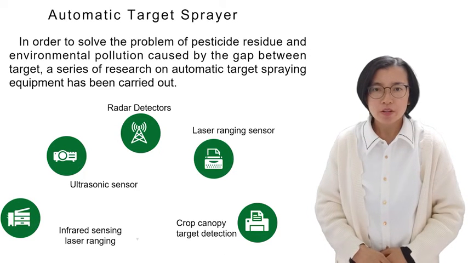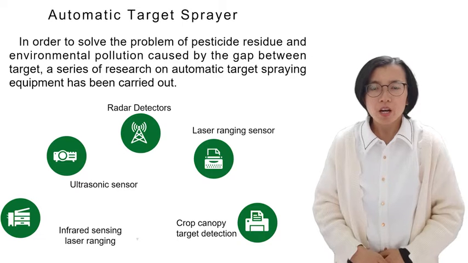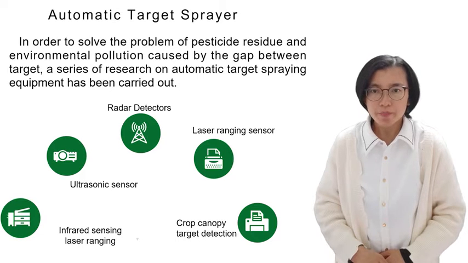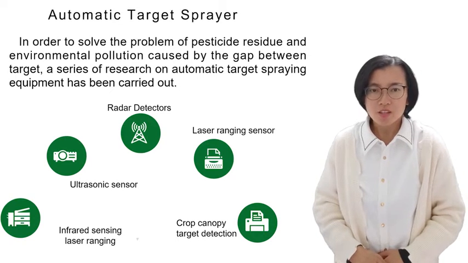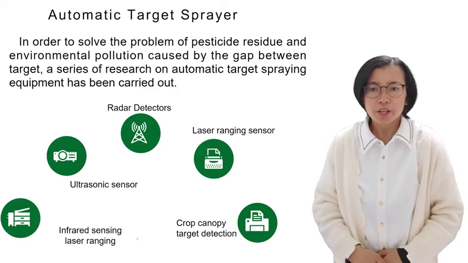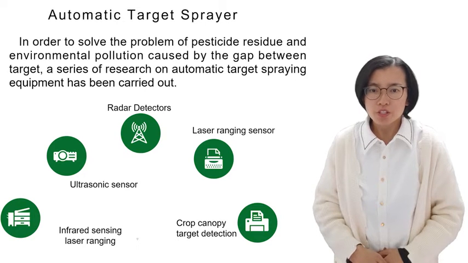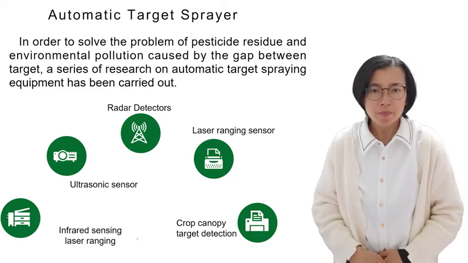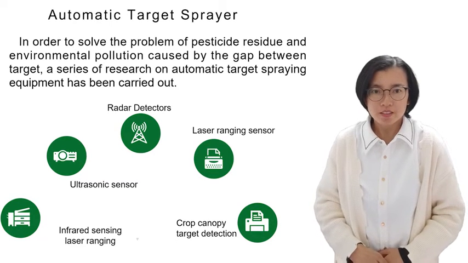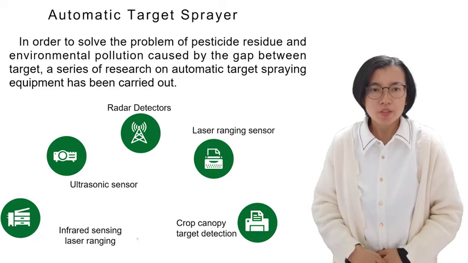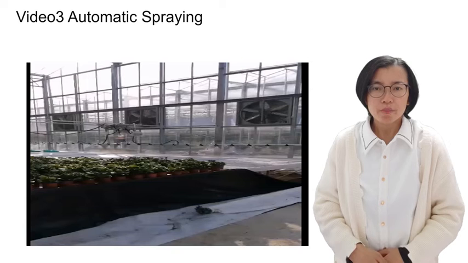Next, I will talk about the automatic target sprayer. In order to solve the problem of pesticide residue and environmental pollution caused by the gap between targets, a series of research on automatic target spraying has been carried out. We use infrared sensing, ultrasonic sensors, radar detectors, and some other sensors to detect the target. This method can reduce the loss of fog drops and pesticide waste and improve the utilization rate and the control effect of pesticide. Here is a video about automatic spraying in a greenhouse.